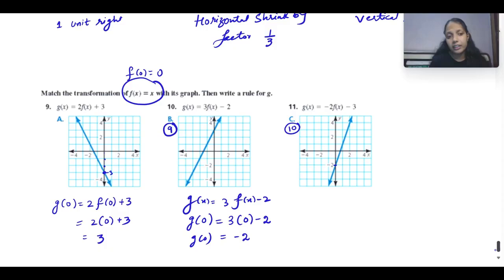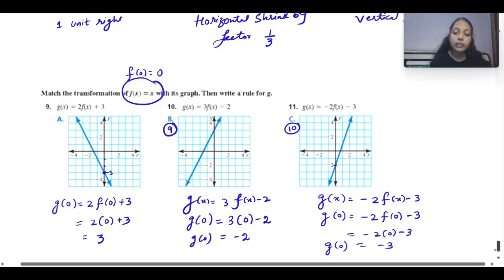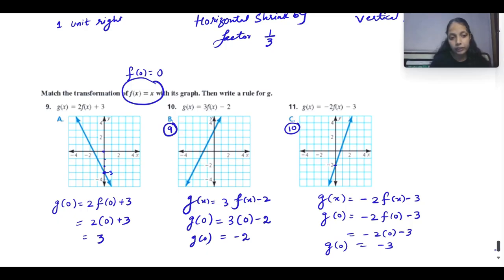Now 11 is for A, but we can check. G of x is negative 2 f of x minus 3. Substitute 0. Minus 2 f of 0, negative 3. F of 0 is 0, minus 3. So what's that? Minus 3. The graph of this function will cut at minus 3. At 0 it's minus 3. So this is the correct graph for question number 11.